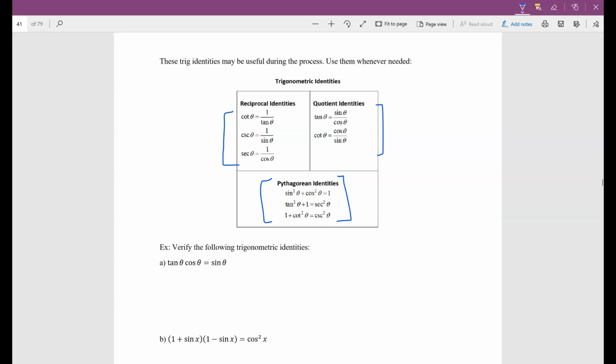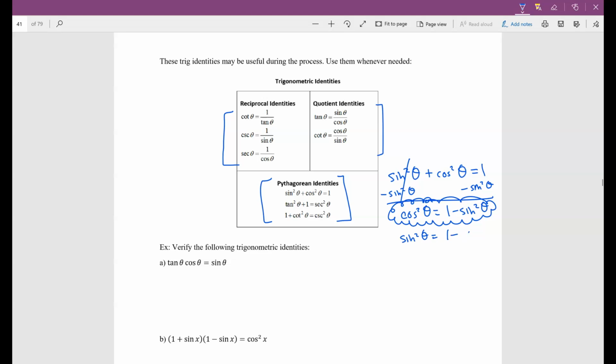One thing that I will also emphasize is that sometimes you're going to have problems where this identity will not be used as written, but in a rewritten form. So I can subtract sine squared theta to the other side, and notice that you get cosine squared theta equals 1 minus sine squared theta. Sometimes you might have to use a rewritten form of the original equation. And similarly, sine squared theta is equal to 1 minus cosine squared theta.